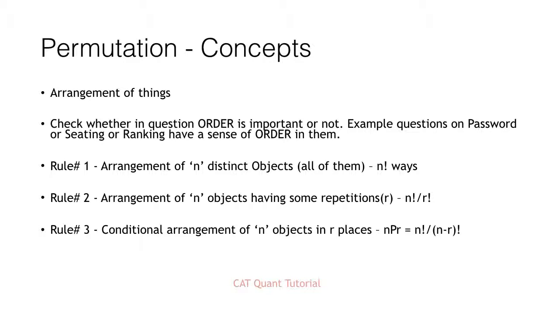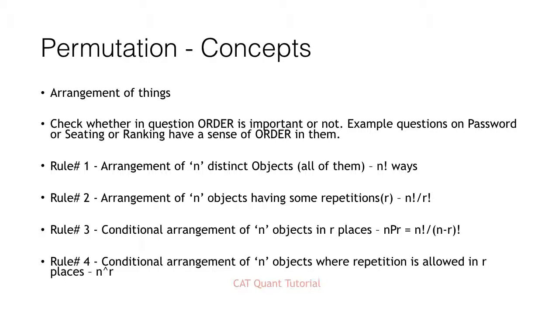So if you have, let's say, 4P3, it basically means 4 factorial divided by 4 minus 3, that is 1 factorial. So the answer would be 4 factorial divided by 1 factorial, that is 4 3 12 24. Rule number 4 says conditional arrangement of n objects where repetition is allowed. You have r places where you need to arrange n objects and repetition is allowed. The number of ways would be n to the power of r.